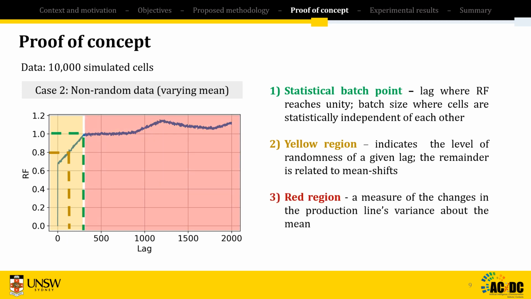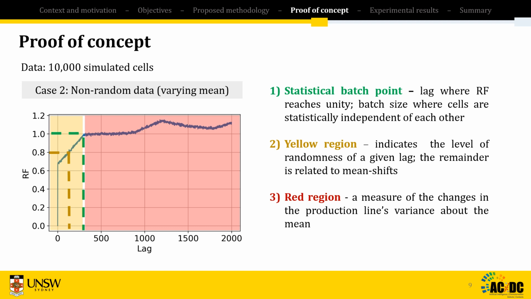The third one is the red region, which is the region after the statistical batch point. So it's a measure of the changes in the production line's variance about the mean. If you see high fluctuations in this region, it indicates high instability in a production line. And that's what we see in this figure over here.